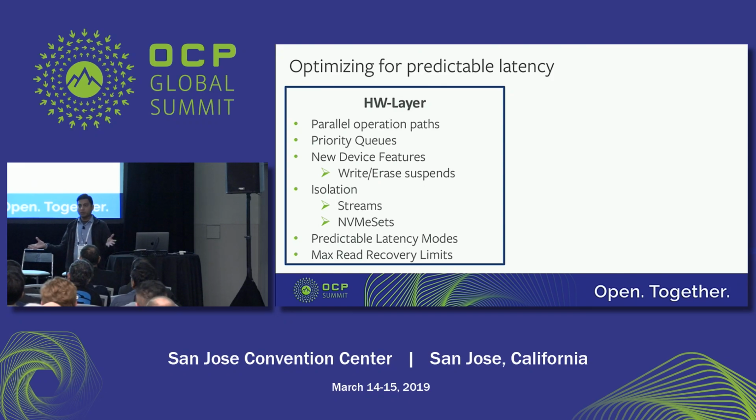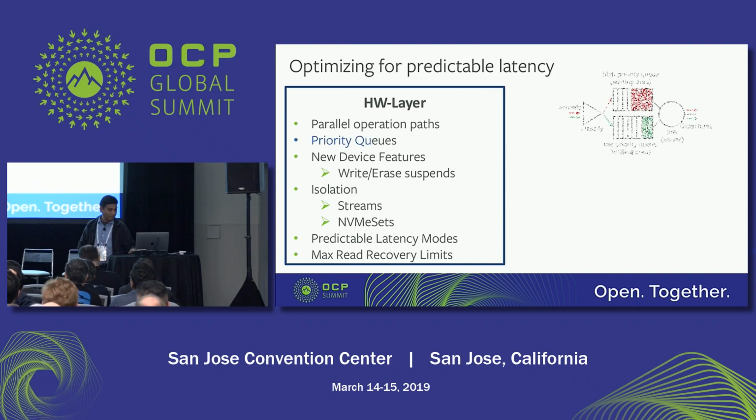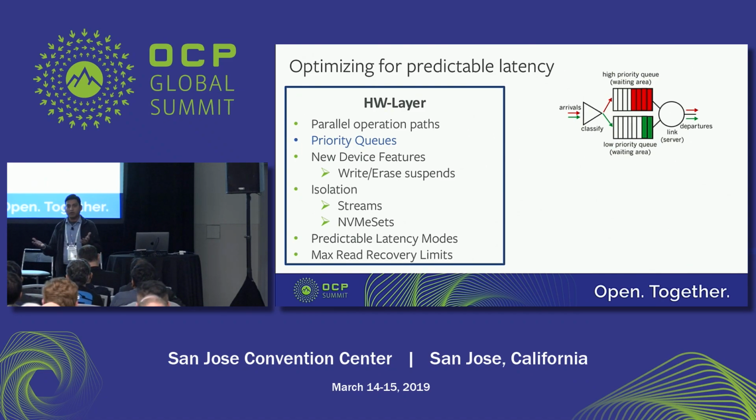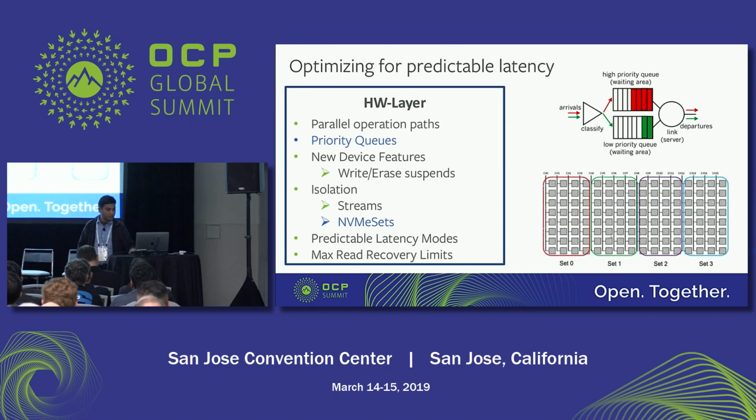So NAND has multiple planes, and allowing for parallel operations across these planes increases the IOPS and reduces the read and write collisions, which helps with latency. We can have preferential scheduling at the network layer, at the NVMe controller, or the background activity scheduling to help with the latency as well. We have device features like write and erase suspends, where a write can be held to allow for the read operations to go ahead.